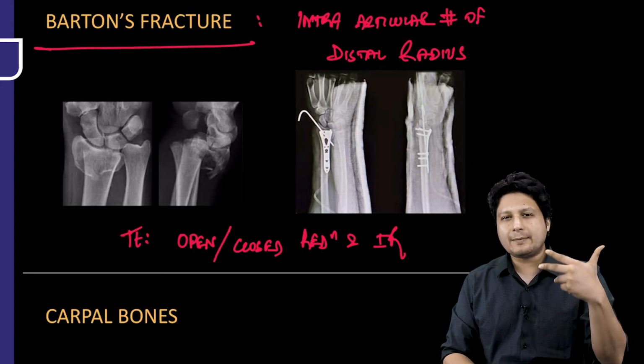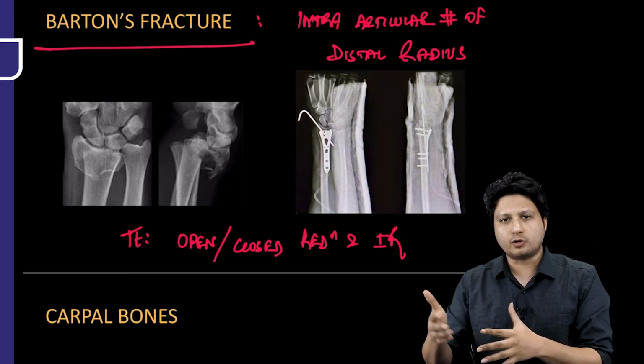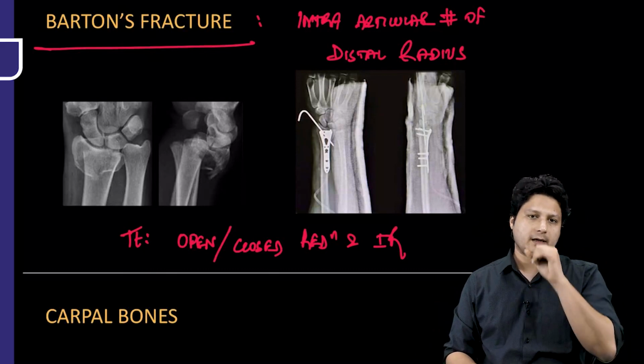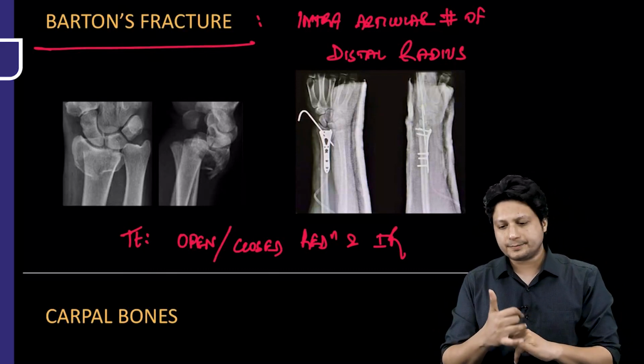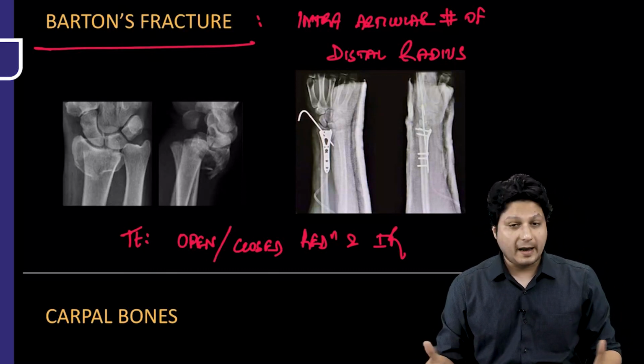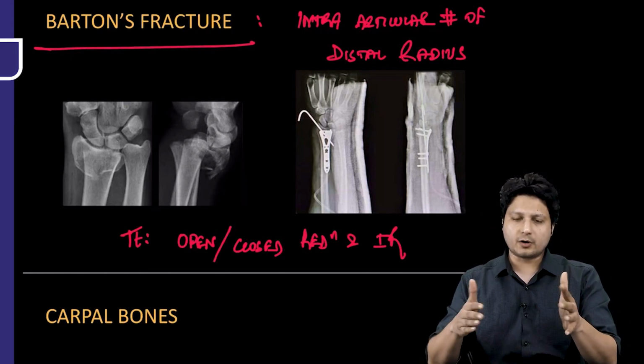Now there are two eponymous fractures also which we are going to talk about at the end. One is Schaffer's fracture, the other one is the Bennett fracture, but we are going to have a discussion of these later.